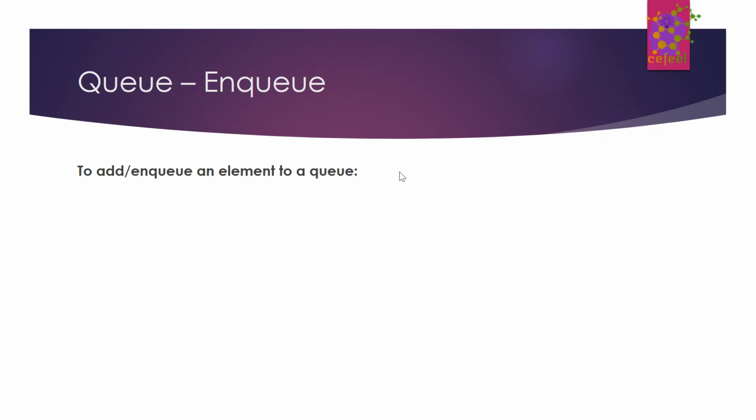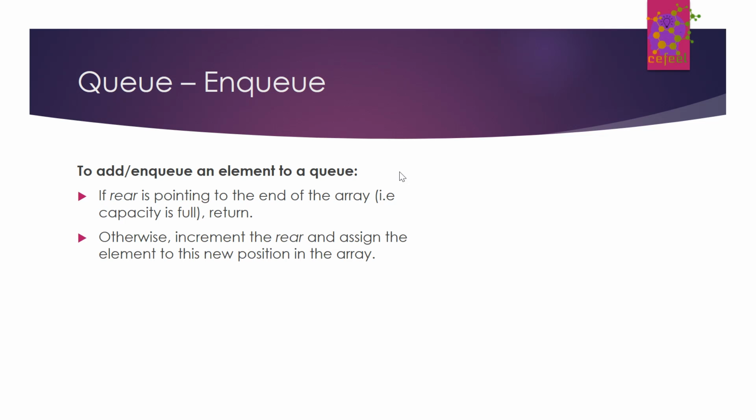So first is to add or enqueue an element to the queue. So the first step to check, as we also did in the stack, is to check if there is capacity. Which means we check if rear is pointing to the end of the array. If rear is already at the end of the array and there is no space to insert, we just return, or we don't do anything, or maybe just throw an error or print an error message. Otherwise, we increment the rear pointer and assign the element to this new position in the array. So something very similar to the stack.